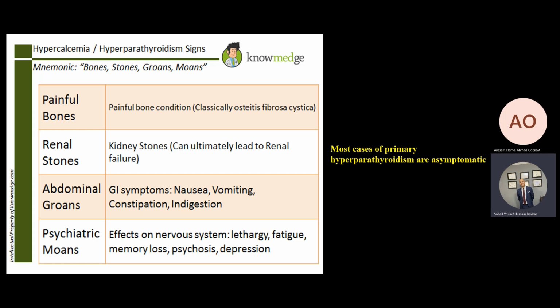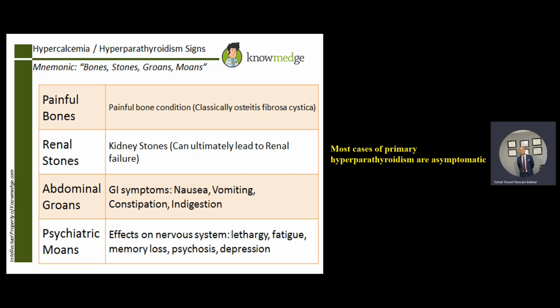Then renal stones, and it's important to know the most common form of renal stones in these patients are calcium oxalate, not calcium phosphate stones. Abdominal groans, they tend to present with epigastric pain. Why epigastric pain? Because elevated PTH level increases the basal gastric acid secretion, and this leads to manifestations similar to that of peptic ulcer disease.